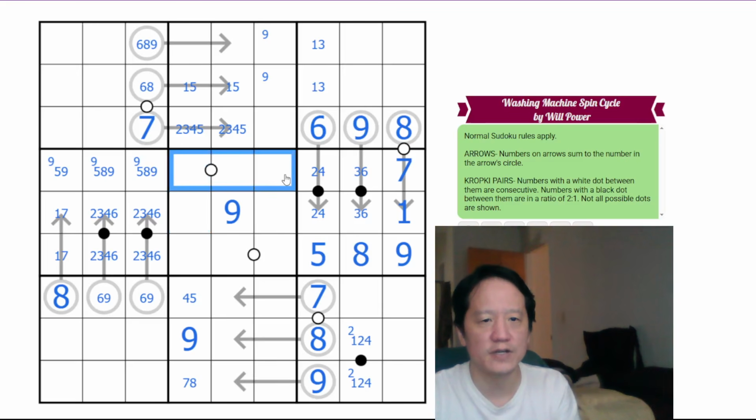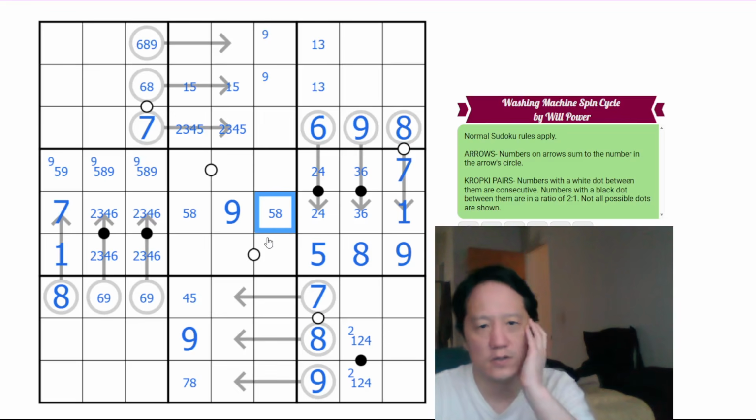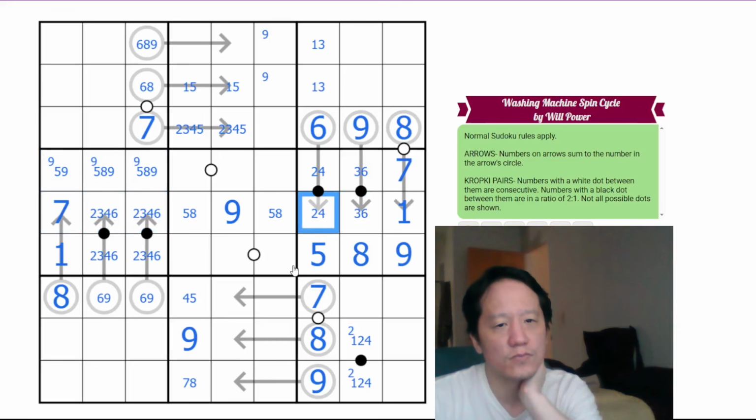We can't have 5, 8, 9 here. This 1 eliminates 1 here, so that's 7, which makes this 1. This has to be 5 and 8 here as a pair, because we don't have it available in row 5 anywhere else. We don't know what this is. This has to have an 8 here.